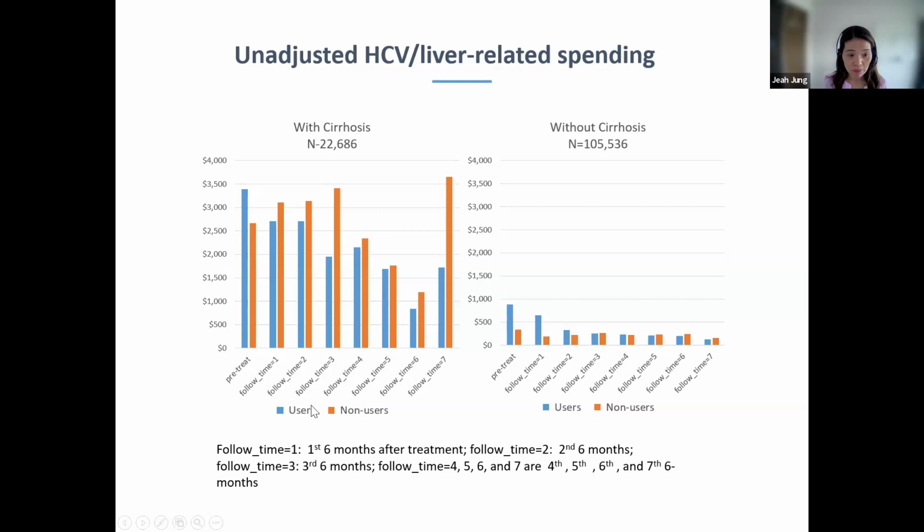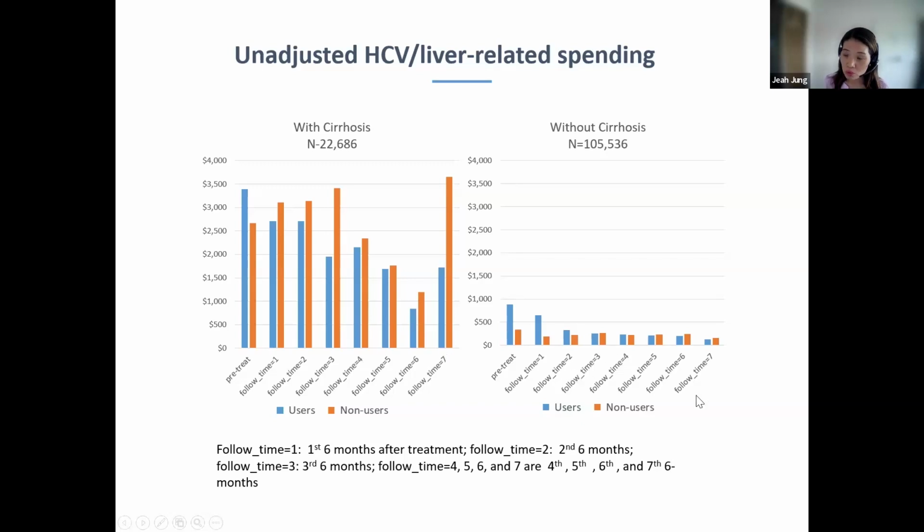And what do you see? Pre-treatment, this is from the diagnosis until they initiate the DAAs, users are slightly higher, and this is because you need to do a lot of testing to get the DAAs. So probably these users did more testing to ensure before they take DAAs. But once they complete their treatment, you can see in the follow-up period that the users actually did save some money over time, and that lasted until here among those with cirrhosis.